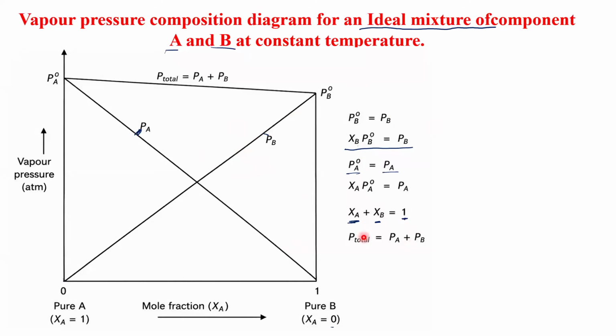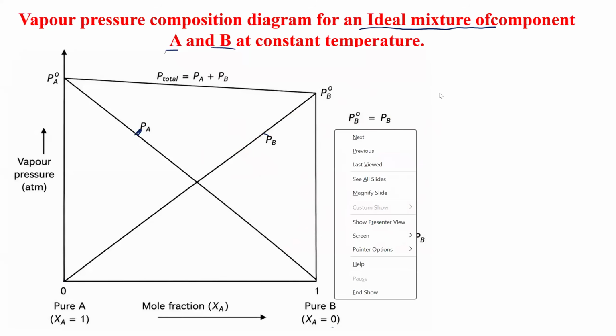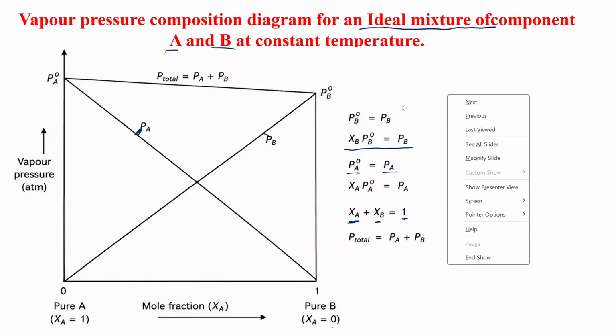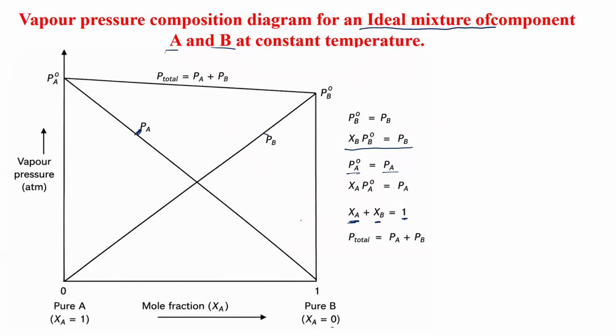I want to interpret a few things here, though we have already interpreted them by writing on the side. Let me note a few things. We're saying component A and component B are completely miscible with each other, meaning they can mix with one another uniformly.